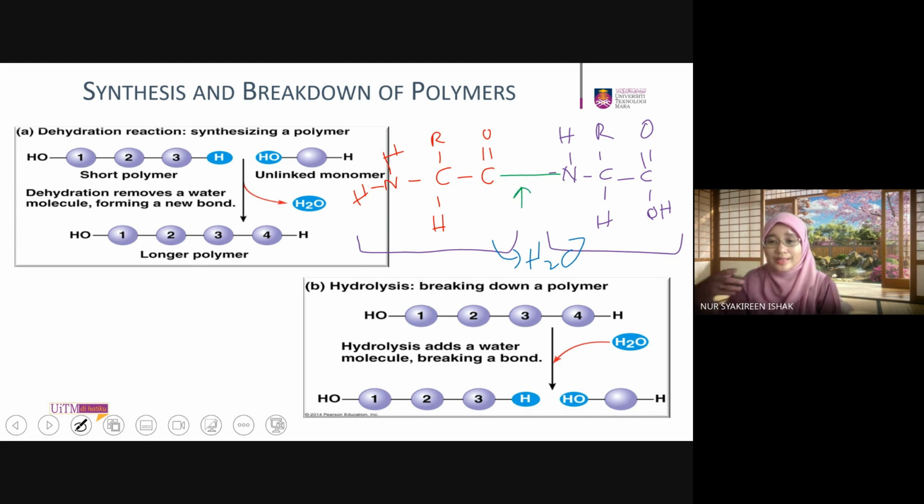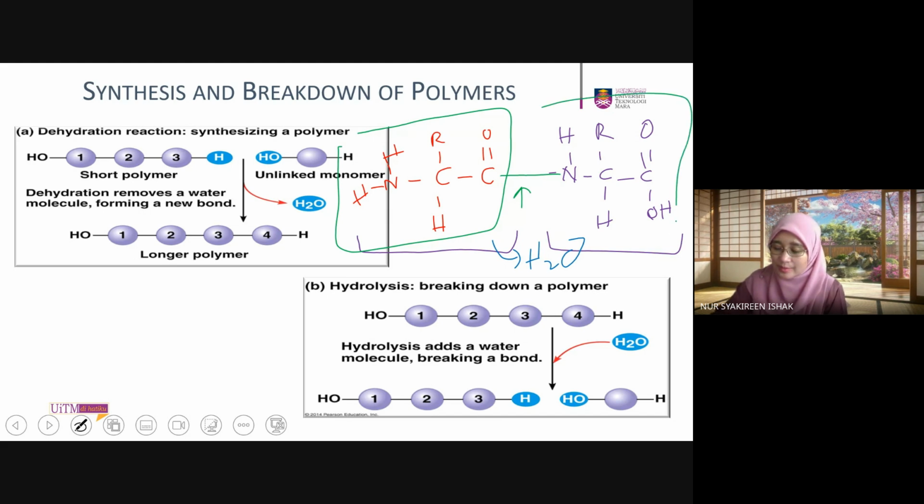This is a type of covalent bond, because it involves the attachment of one amino acid to another amino acid. This is a peptide bond. The same goes for other macromolecules. It involves the attachment of glucose to another glucose to form maltose, or glucose to another glucose to another glucose to form starch, for example. This involves the attachment of the monomers through the reaction we call dehydration, the removal of water molecule during that reaction.